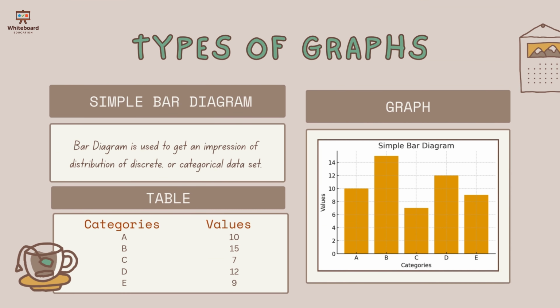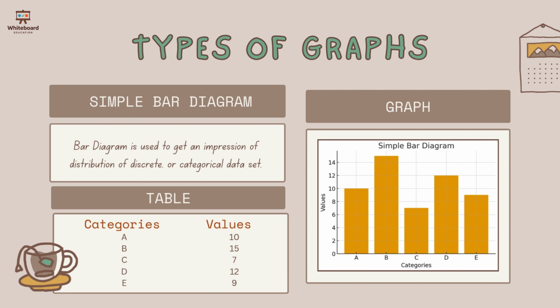Let's start with simple bar diagram. Bar diagram is used to get an impression of distribution of discrete or categorical data set. To construct a bar diagram, take the variable or categories on the x-axis and the corresponding values on the y-axis, like you see here on this graph.